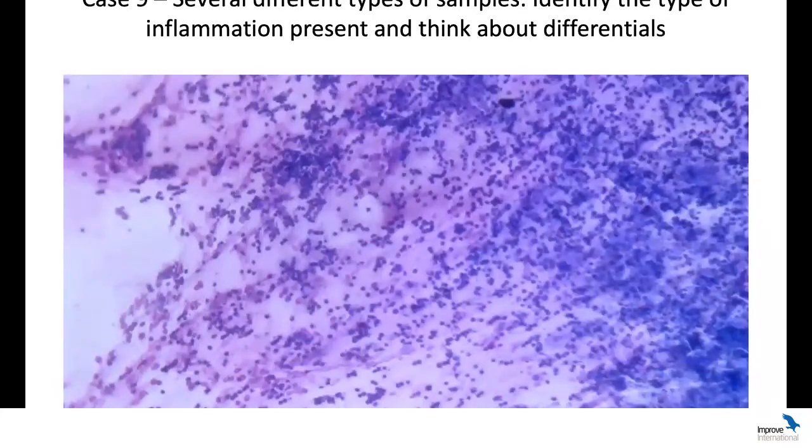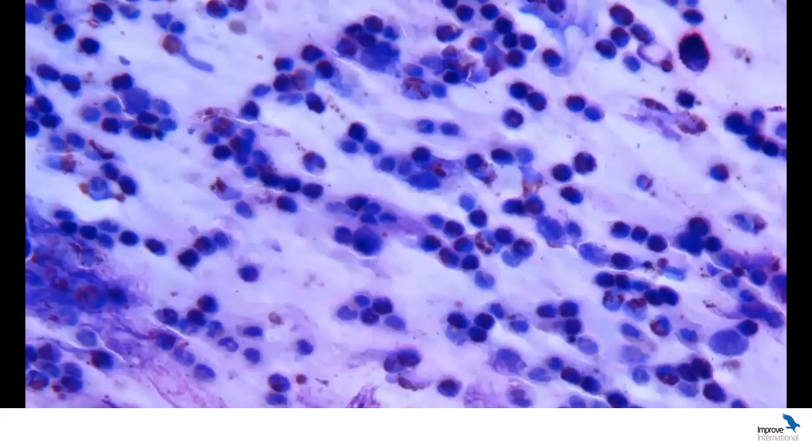And finally, for our last case, we had different types of samples. So we have here very much a targeted question, and it was, what's the inflammation present, and think about the differentials. And again, we're looking at smears that were really cellular, but you had to find the right area to look at. There were areas where there were hardly any cells, and areas where there were so many cells and they were so condensed that you couldn't really identify any cells.